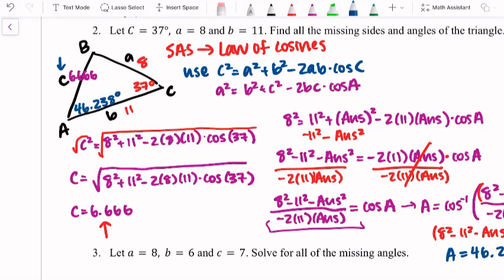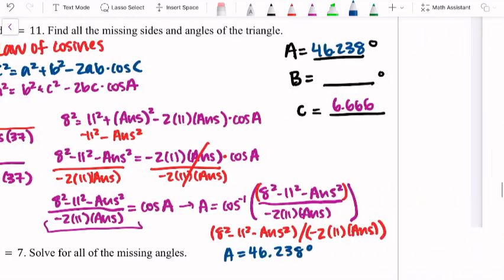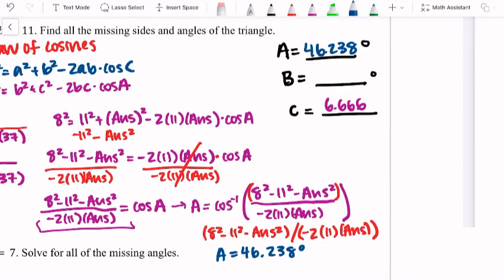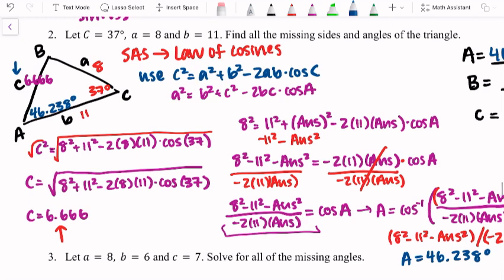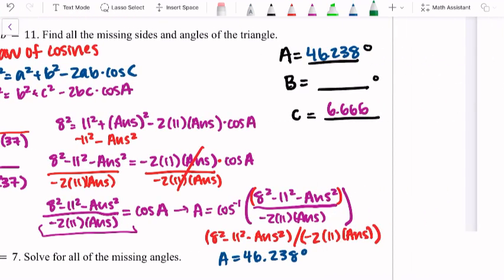All right. So the last thing that we need to solve for now is B. And you might be thinking, oh crap, we're going to have to do the law of cosines again. Not necessarily. We now have two angles. I have the 37, which was given to me, and I have my angle A, which was 46 point, a long decimal, from everything that I just calculated. We should be able to subtract from 180 to find angle B. So that's exactly what we're going to do. Angle B is going to be 180 minus 37 minus our angle A.